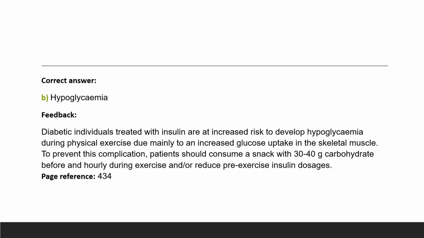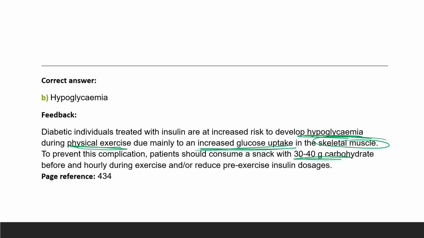The correct explanation is that diabetic individuals treated with insulin are at high risk of developing hypoglycemia, because sometimes when a patient is treated with insulin, there is an instant low blood glucose level, and during physical exercise this happens mainly due to increased glucose uptake in the skeletal muscle. To prevent this complication, patients should consume a snack of 30 to 40 grams of carbohydrate before and early during the exercise, or reduce the pre-exercise insulin dosage.